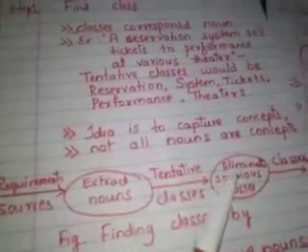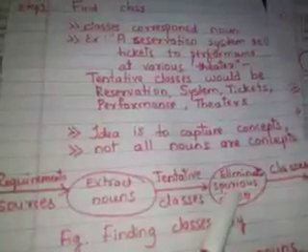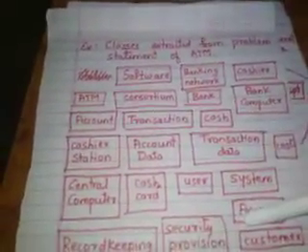So first step is what? I have to extract the nouns. All the nouns I'll extract. They become my tentative classes. Next is what? I should eliminate which are not necessary. Okay. So I'll find out all the nouns that are present in the problem statement.